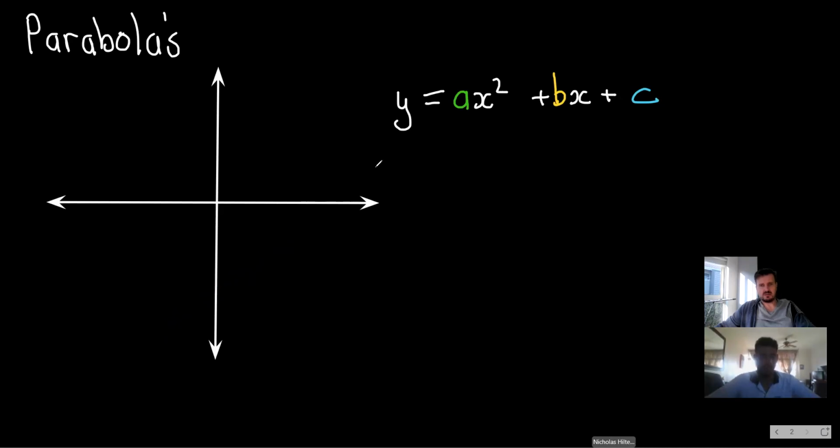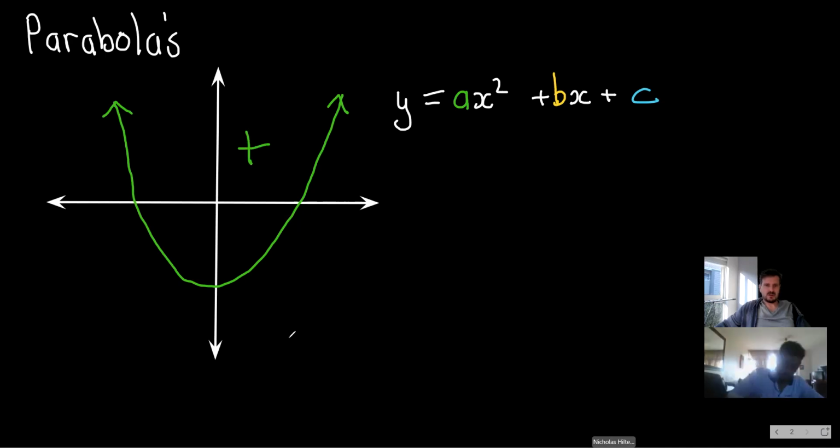So with your parabola, you have a number in front of the x squared. For example, what if it's positive, say 2? 2x squared. Positive means smiley face. So if your a is positive, it means it's a smiley face. And if it's negative, it's a sad face.